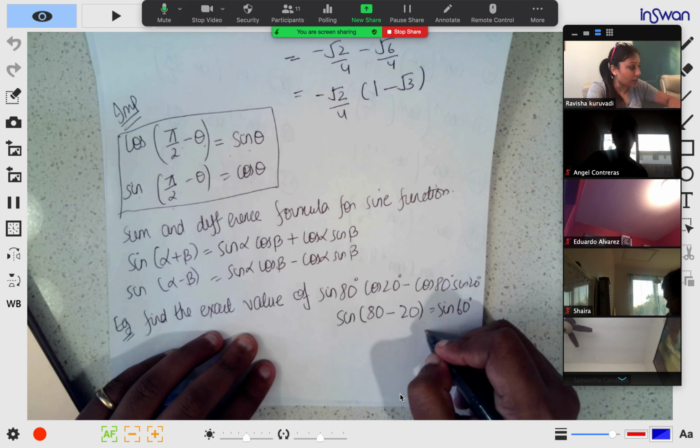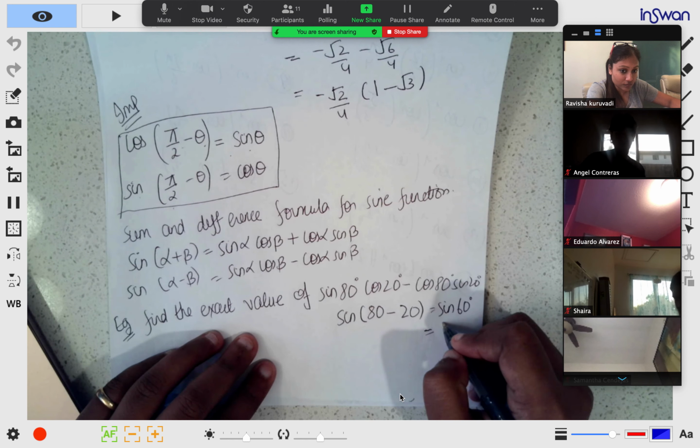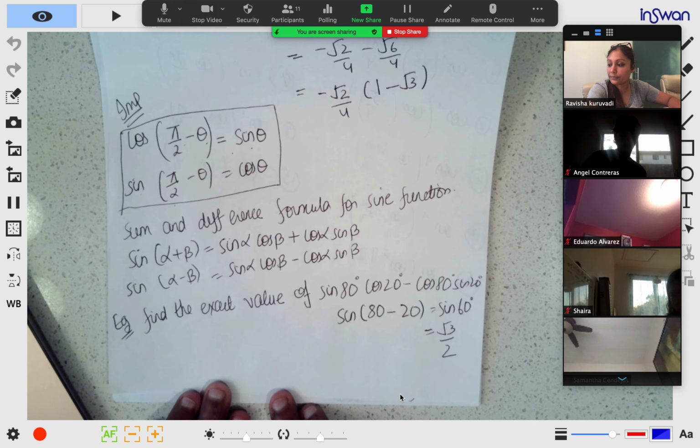Can you tell me the value of sine 60? Sine 60 is square root of 3 over 2. Perfect. See, that's how you solve it.